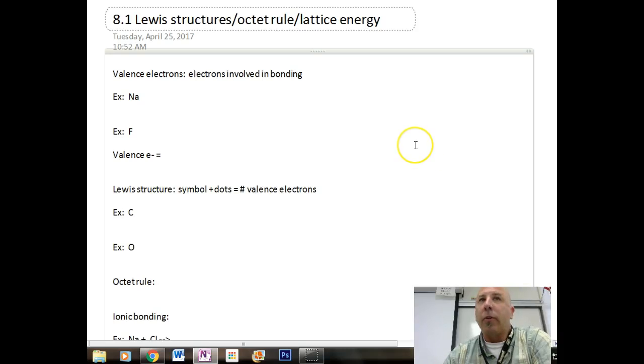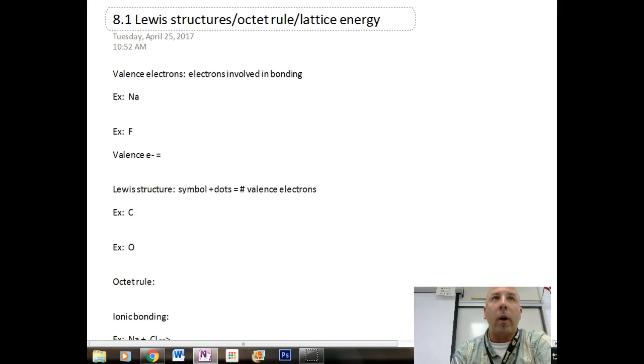Today we're going to talk about Lewis structures, the octet rule, as well as lattice energy. And so let's dive right into this. This is some information from general chemistry that we're going to be reviewing, so we're not going to spend a whole lot of time on it. But real quickly, we all remember that we have valence electrons. These are going to be our electrons involved in bonding for atoms.